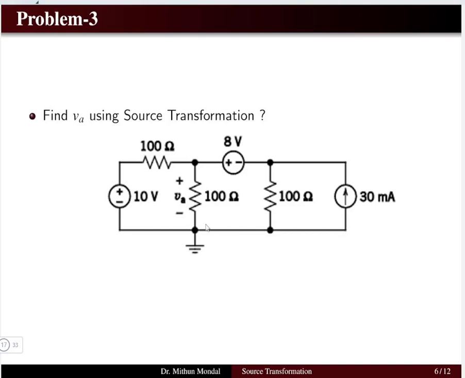Let us solve the third problem. Here you have to determine the potential of A. So you have to determine what is the voltage drop across the 100 ohm resistor using source transformation. So we will not disturb this part of the network, which is the unknown variable part, and we will try to observe the other part of the network and try to simplify the circuit as simply as possible. So let us solve this problem.